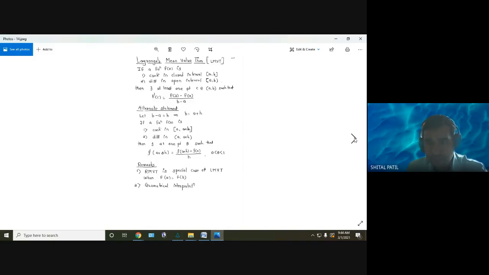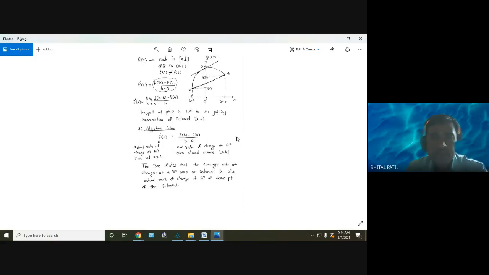Now understand the geometrical interpretation. According to the Lagrange's mean value theorem, what is required? Continuity in [a, b] and differentiability in the open interval (a, b) are required. F of a equal to f of b is not a condition. So I am taking f of a and f of b over here; they are not equal. Since the function is continuous and differentiable, the curve is smooth. There is no corner and no gap. So the curve is like this.